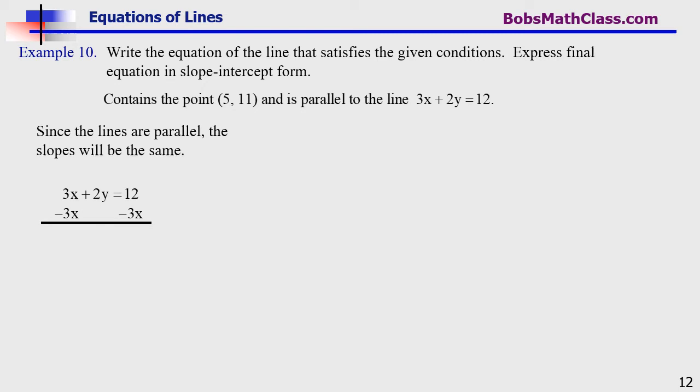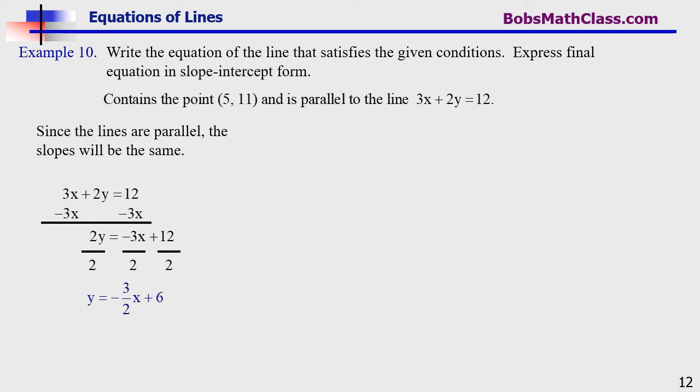So the 3x's cancel on the left-hand side. And we could write 12 minus 3x, but we want the x term written first. So that'll be negative 3x plus 12. So now we have 2y equals negative 3x plus 12. Divide each term by 2.